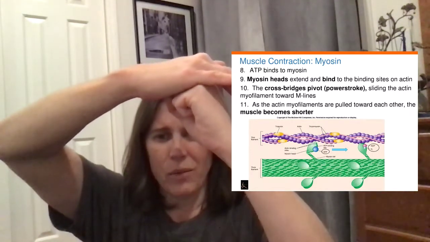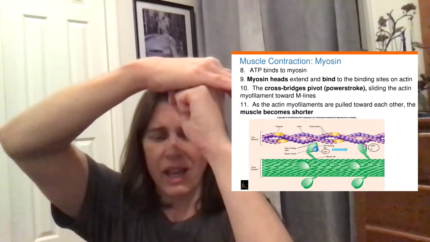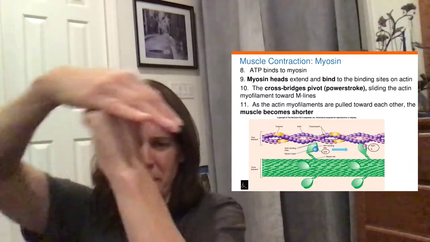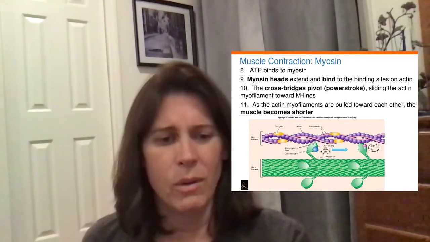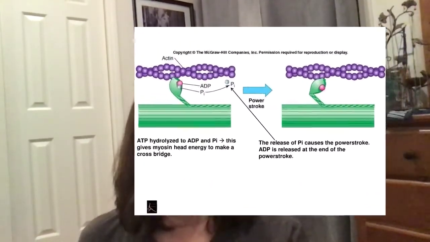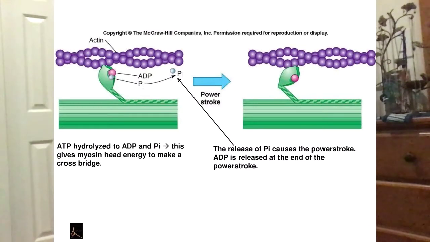But now the myosin head has to pull. Okay? It has to pivot its head to pull. Well, how does it do that? It does that when the inorganic phosphate gets released. You can see the little white ball there pops off. That release also releases energy, causing the myosin head to pivot, and it pulls on the actin molecule.